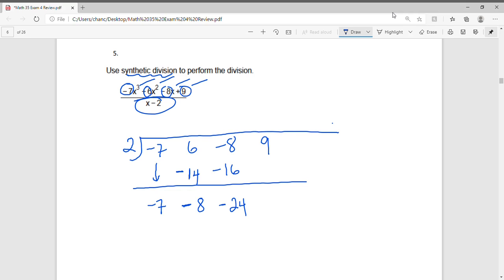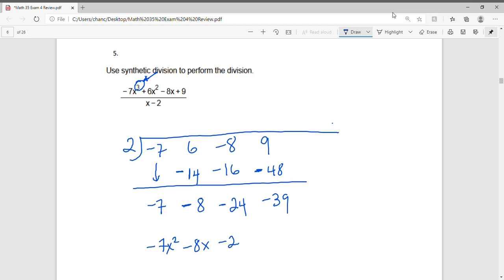-24 times 2 is -48. If I add 9 minus 48, we have -39. We started off with a power of 3. That means when we use synthetic division, we should have a power of 2. So let's write our solution: -7x squared minus 8x minus 24.